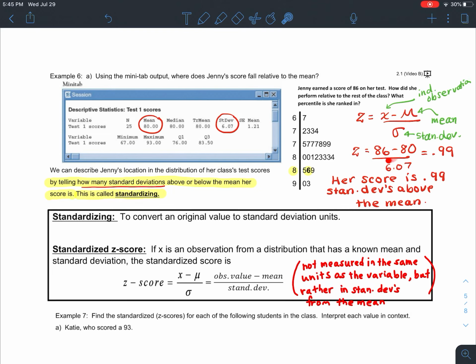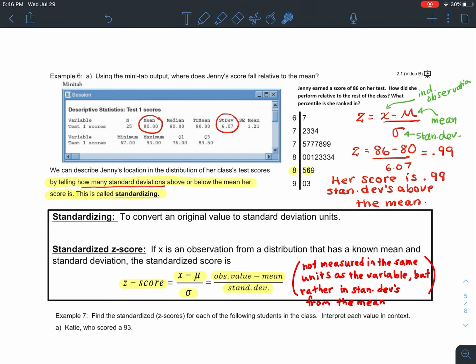So if you look at this, see how there was a difference of like 6%, and then look at what the standard deviation was, a little bit over 6%. That's where we're getting, she was almost one of these standard deviations, 0.99, almost one of them away from the mean. Okay, so standardizing is when you convert an original value into standard deviation units. Okay, the formula, this is something you'll want to commit to memory, to calculate a z-score is x minus mu divided by sigma, which is the observed value minus the mean divided by the standard deviation.